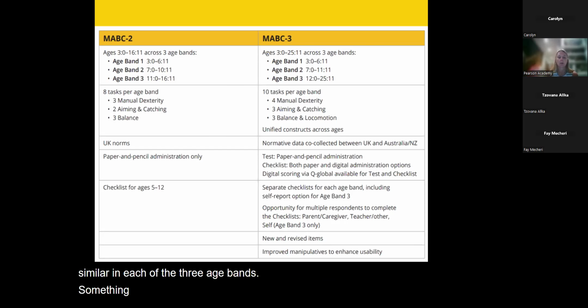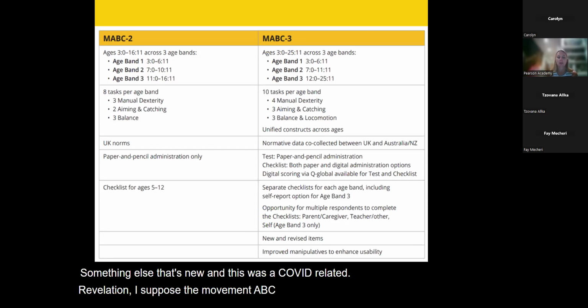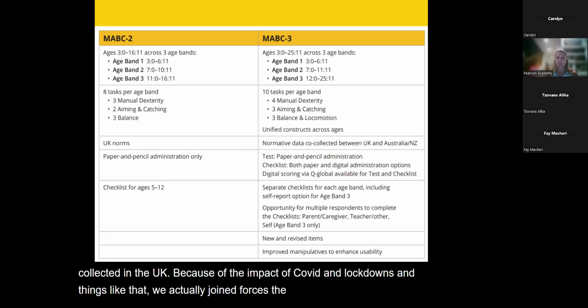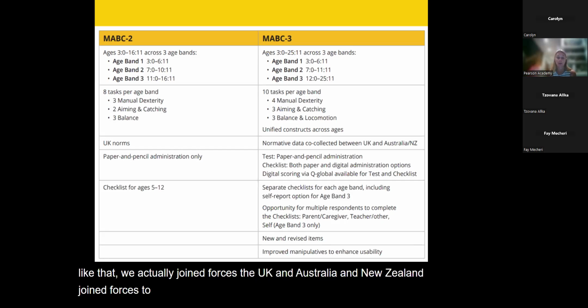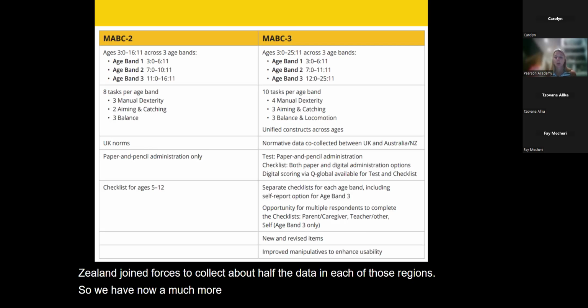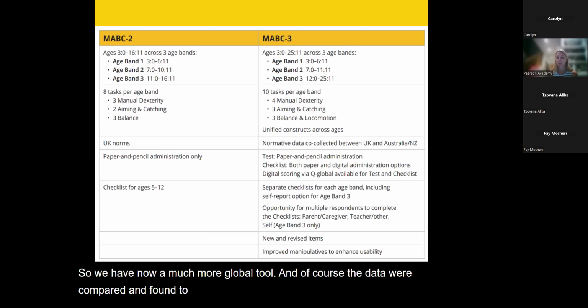Something else that's new, and this was a COVID-related revelation, I suppose: for Movement ABC-2, all the normative data was collected in the UK. Because of the impact of COVID and lockdowns, the UK and Australia and New Zealand joined forces to collect about half the data in each of those regions. So we now have a much more global tool. And of course, the data were compared and found to be similar enough that it was statistically viable to combine the data.